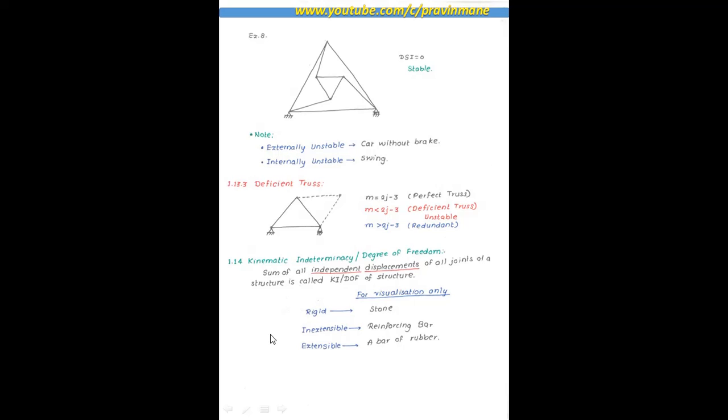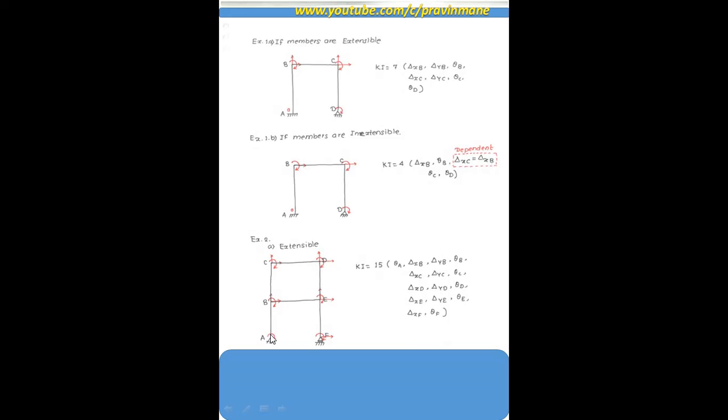Then if members are extensible, the kinematic indeterminacy will be 7, based on this example. Then this will be the second example. Rotation of a member at a joint of a truss is not considered as kinematic indeterminacy because the member of the truss remains straight. Then types of releases.